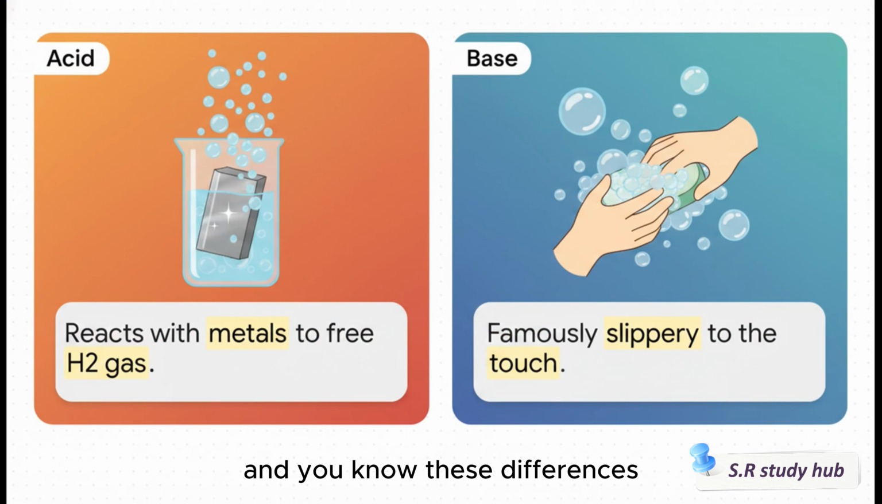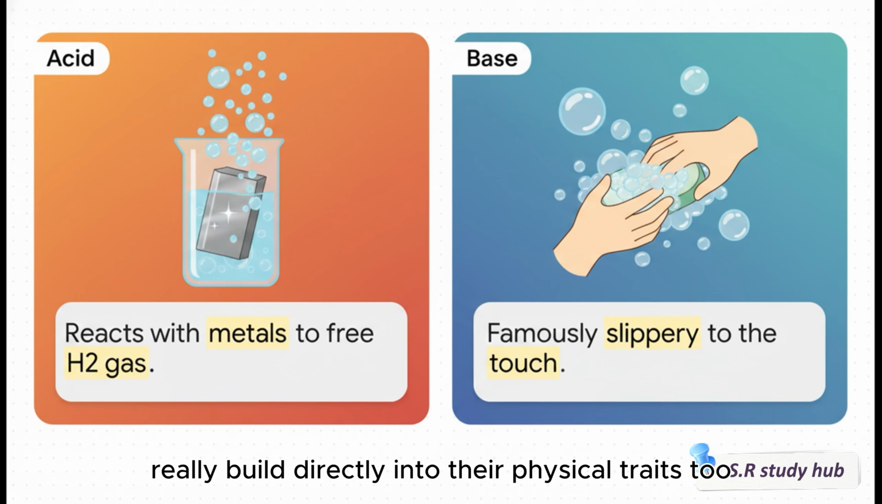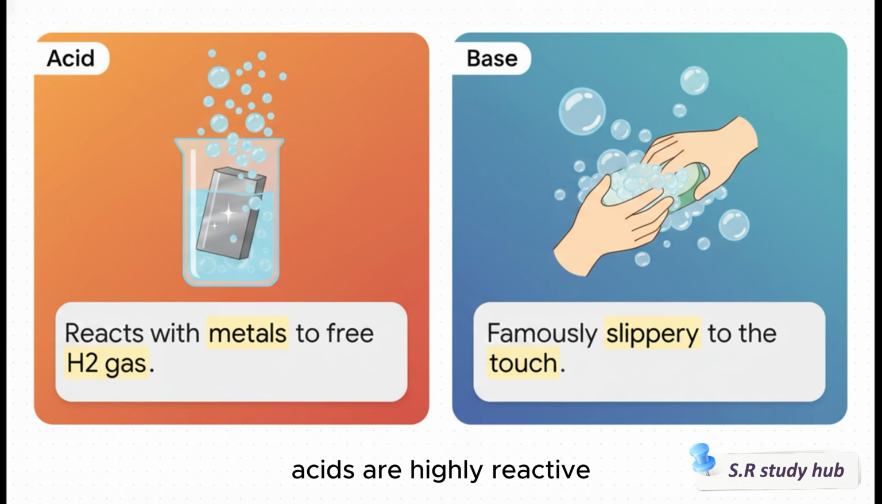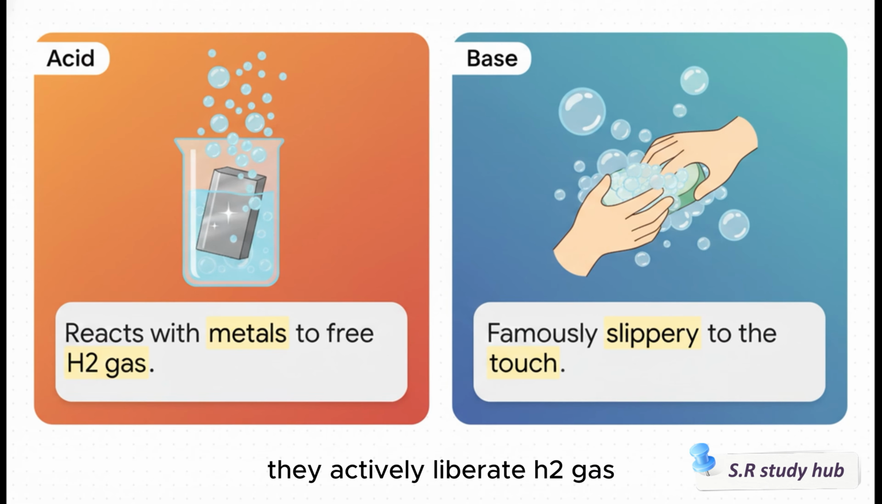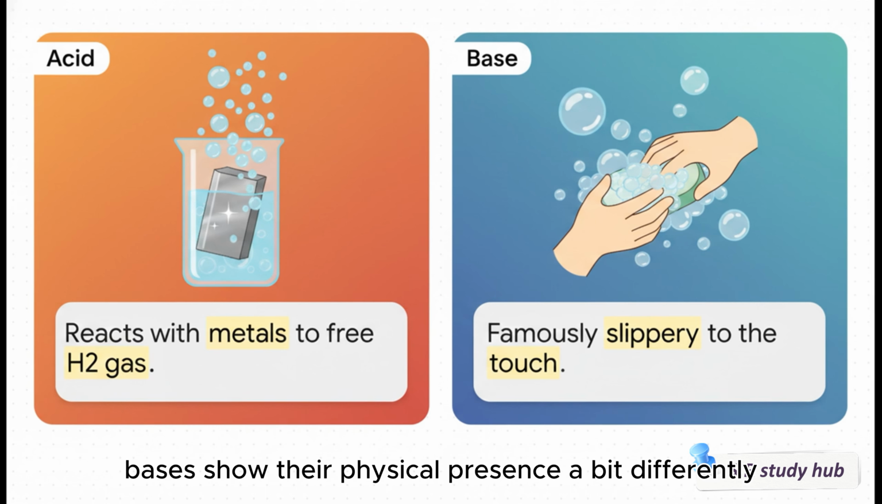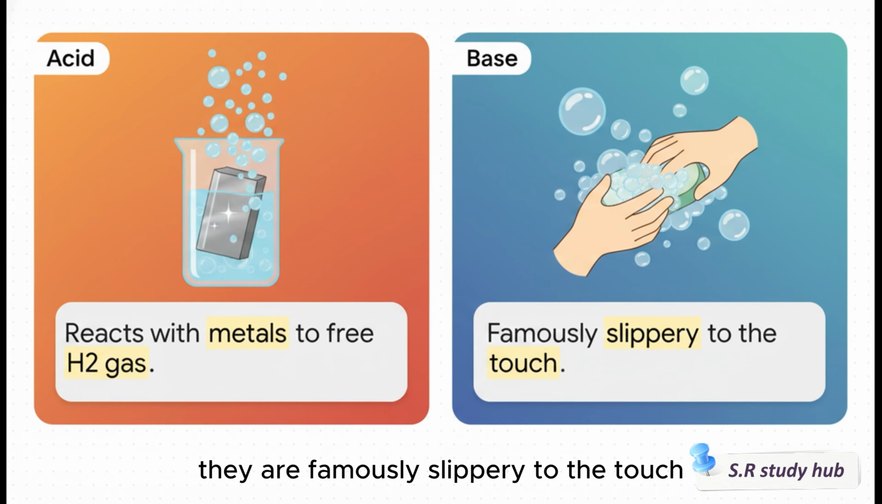And you know, these differences really build directly into their physical traits too. Acids are highly reactive. In fact, they're so reactive that when they come into contact with metals, they actively liberate H2 gas. It is a very dynamic, bubbly process. Bases show their physical presence a bit differently. They are famously slippery to the touch. Seriously, that is exactly why soap, which is a classic base, glides so smoothly through your hands.